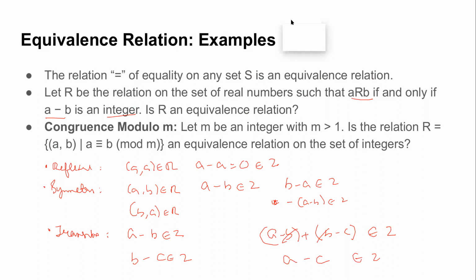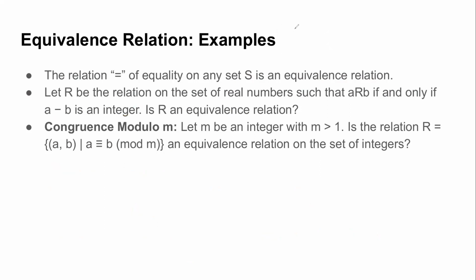Very simple example. Now, let's do the last example here, which is congruence modulo m, a very important relation in mathematics. In general, we say that a, b are congruent modulo m if basically m perfectly divides a minus b. So if you divide a minus b by m, it should be perfectly divisible by it. Okay, is this an equivalence relation on integers?